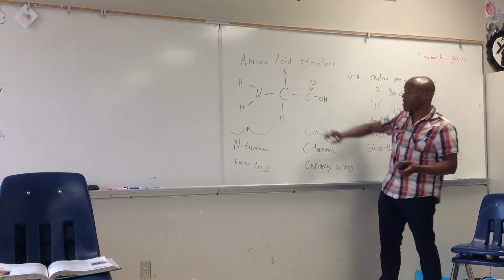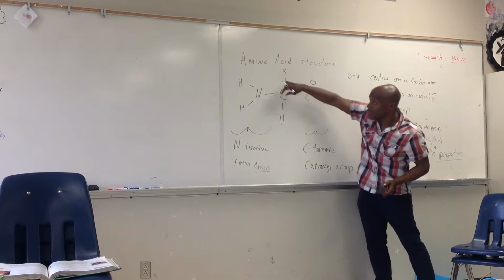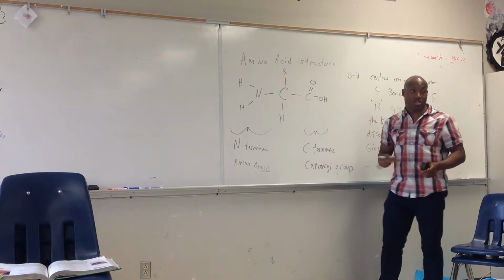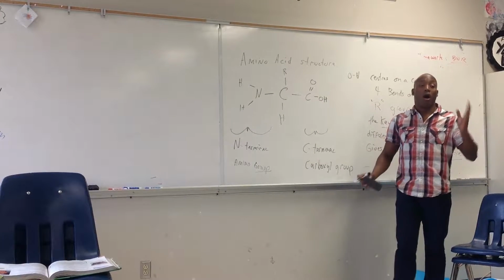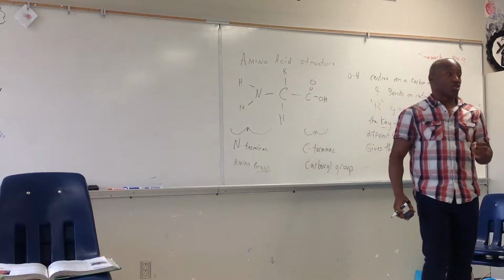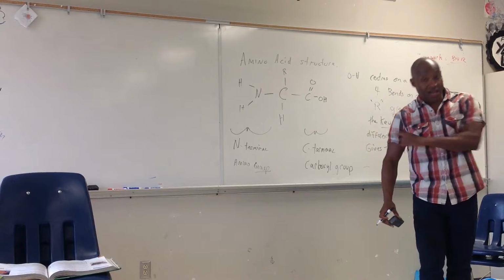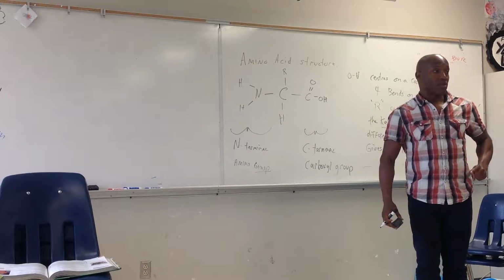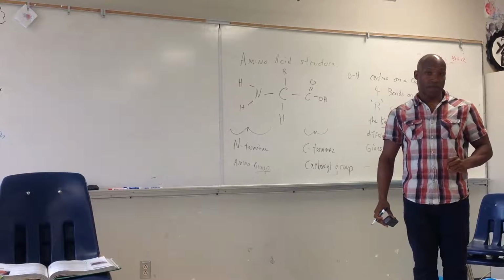We really don't need to know that. All we need to know is that this is a bond, a bond, a bond, and this is your basic structure for an amino acid. All amino acids have the same basic structure, every last one of them. If it's an amino acid, it has this structure.